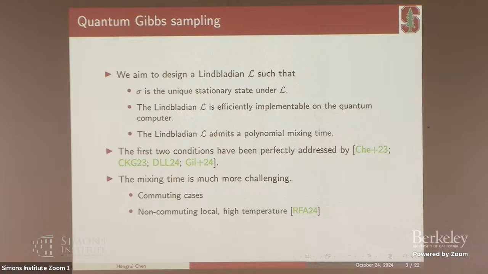As we discussed in this workshop, there are only a few examples that we can work out. For example, in the commuting case, we already have some understanding of the mixing time. For the non-commuting case, we only have some results for the local, high temperature case. So this part is much more challenging, and in this talk I will also address this problem. I will give some more examples where quantum Gibbs sampling can be efficient. This will expand the literature from a different perspective.